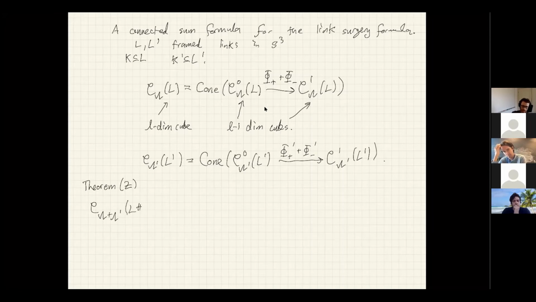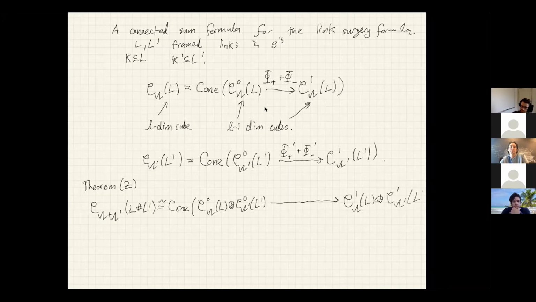So the key connected sum formula is that if I take the connected sum of two links, on the special components, K and K prime, I'm just going to sum their framings. And on all the other components, I don't do anything. I just take the framing from L or L prime. And so this has a decomposition as the mapping cone of C0 lambda L tensor C0 lambda prime L prime to C1 lambda L tensor C1 lambda prime L prime.